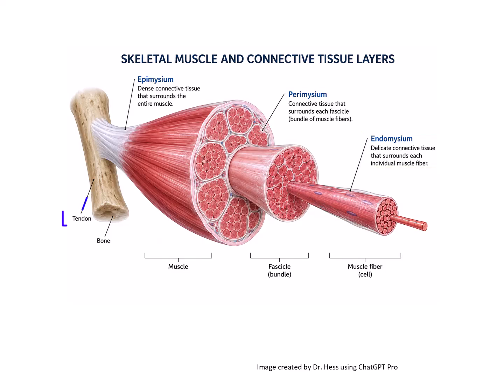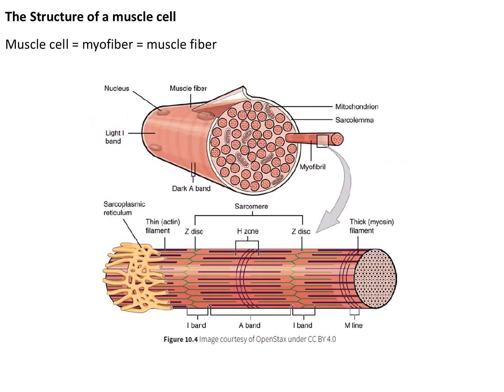The tendon that holds the muscle to the bone is where these 3 connective tissue layers come together. This tendon is a rope-like tendon. However, tendons can also be flat. A flat tendon is referred to as an aponeurosis, like the galea aponeurotica that connects the frontalis muscle to the skull. Now we move on to look at the structure of individual muscle cells.